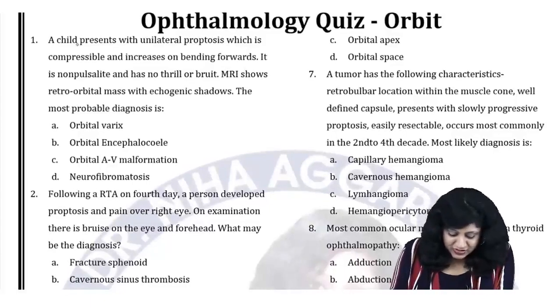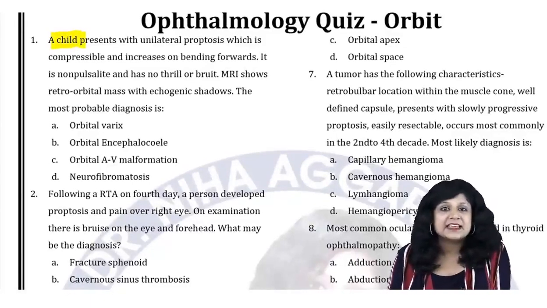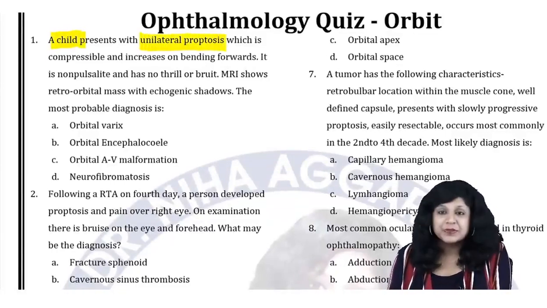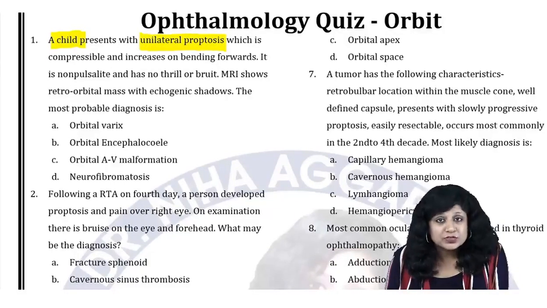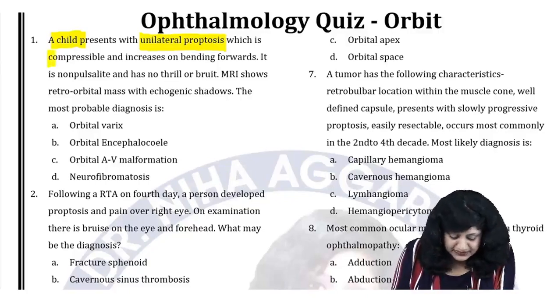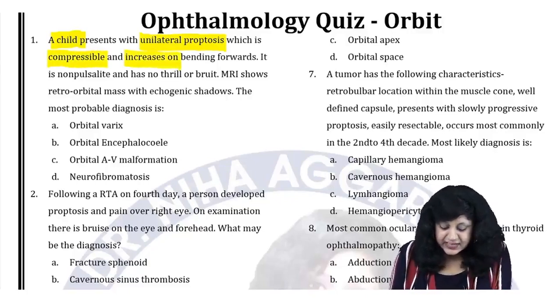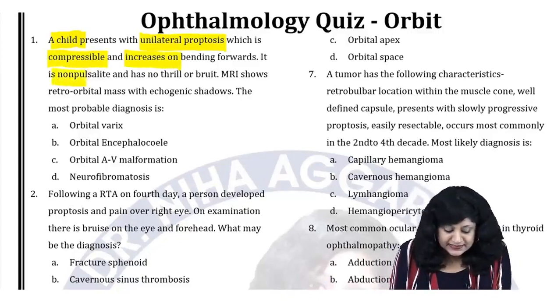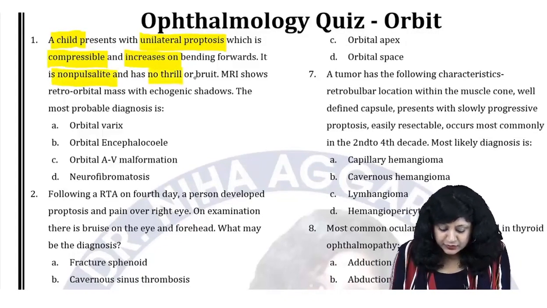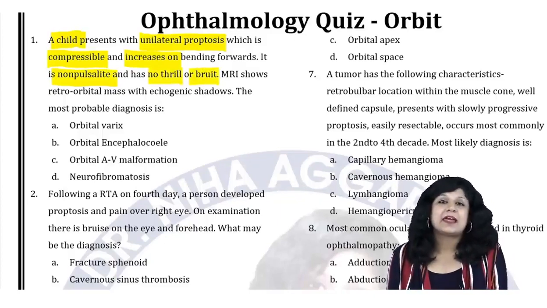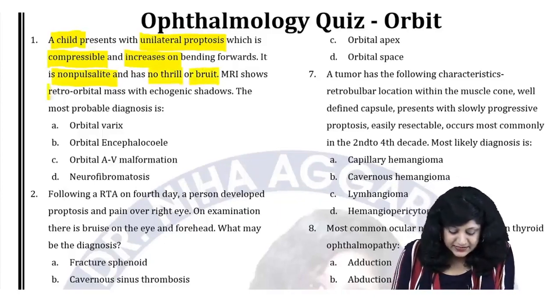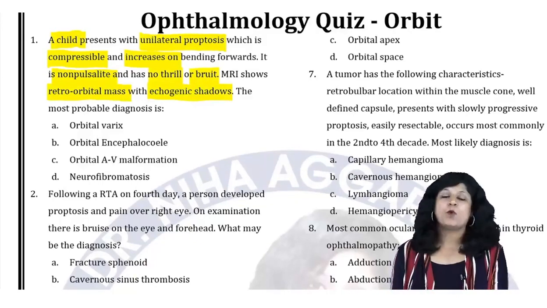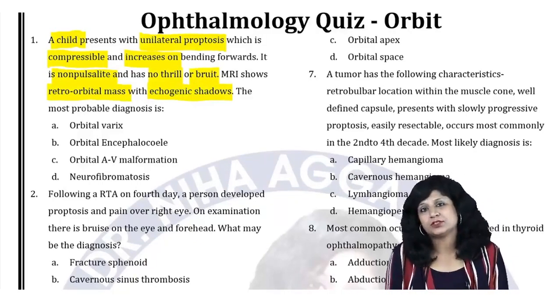We have a child who is presenting with unilateral proptosis. Now this proptosis is compressible and it is increasing on bending forward. It is non-pulsatile, no thrill, no bruit. And what is the MRI saying? MRI is saying there is a retroorbital mass with the echogenic shadows. What is the most probable diagnosis?